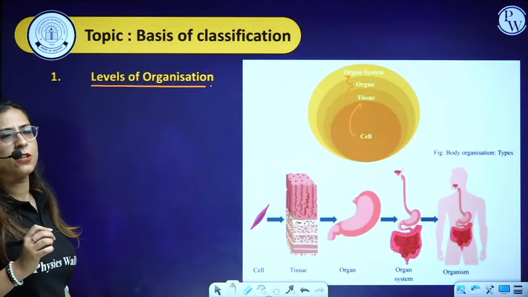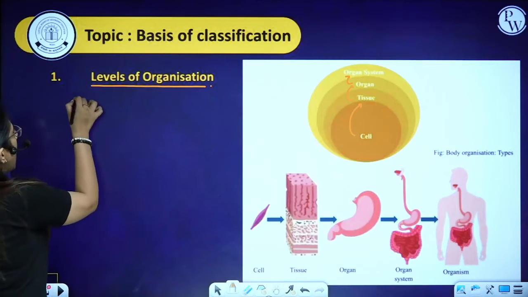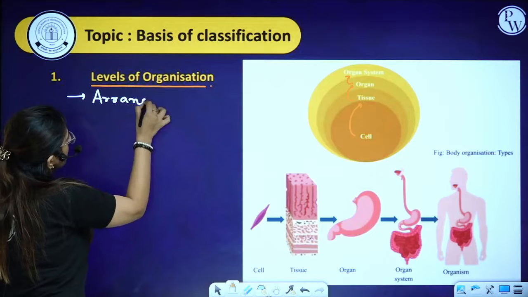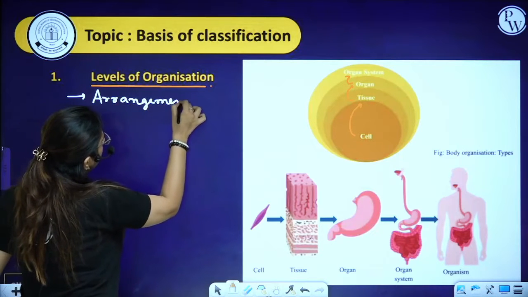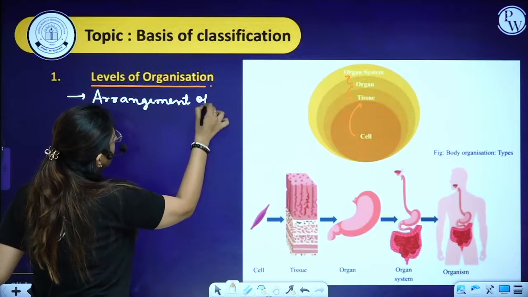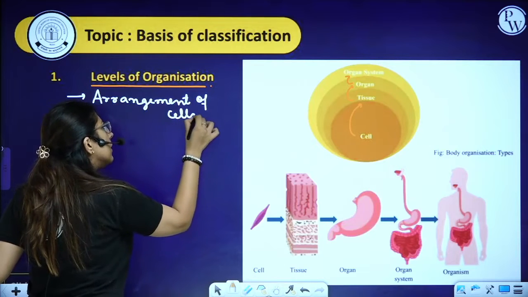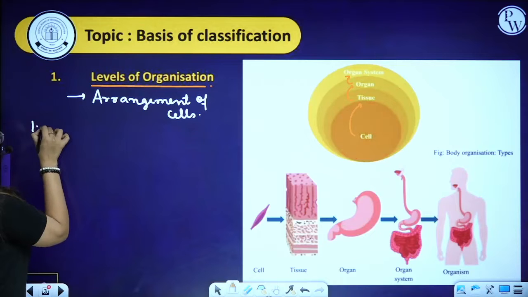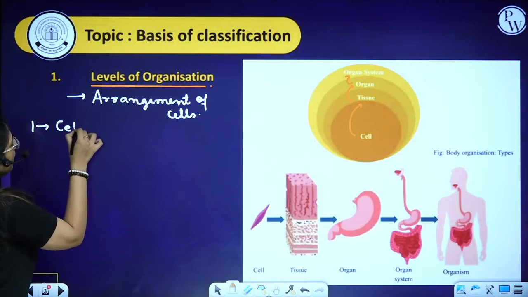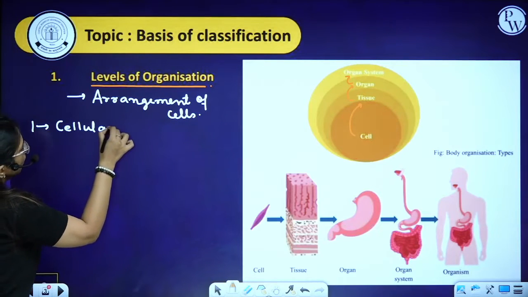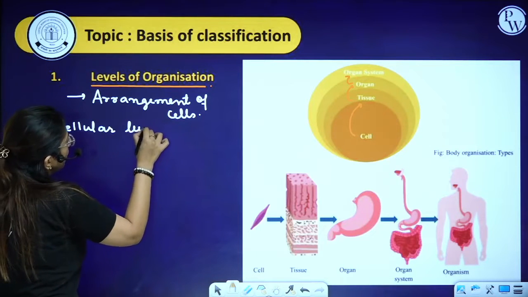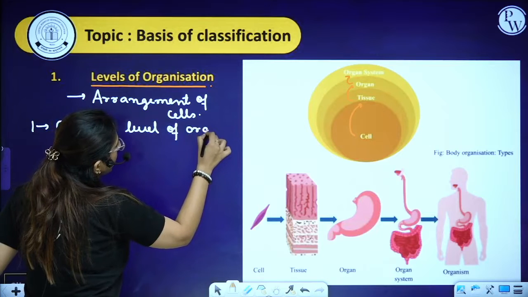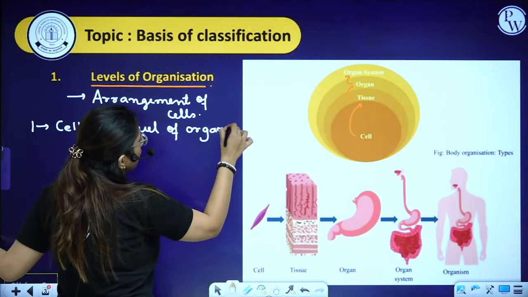Level of organization means arrangement, arrangement of cells. So the very first thing we have to discuss is the cellular level of organization.